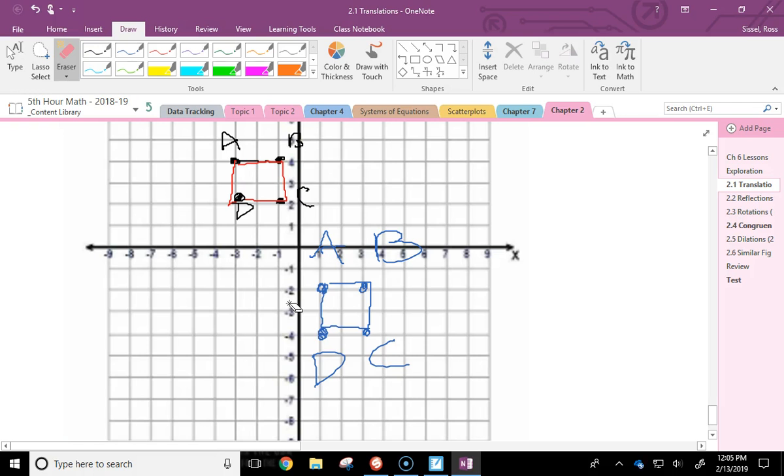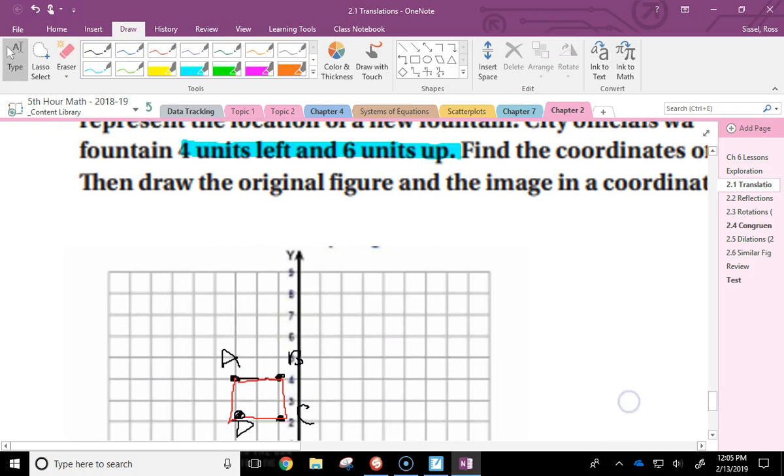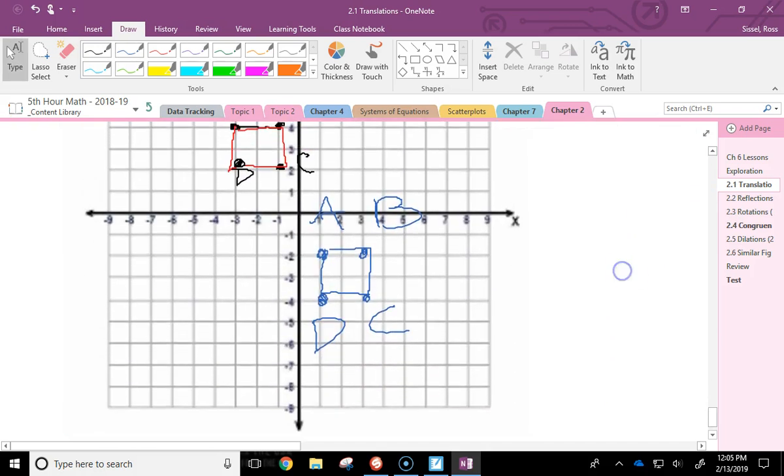But now you're able to double check your work still. If we double check this, you can look 4 left, 6 up. So 1, 2, 3, 4. 1, 2, 3, 4, 5, 6. Good. 1, 2, 3, 4. 1, 2, 3, 4, 5, 6. Good. That's how we can double check ourselves.